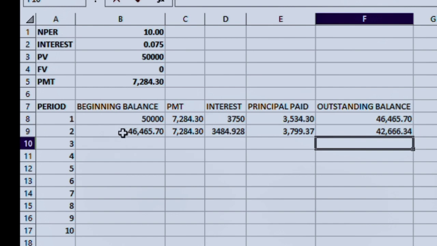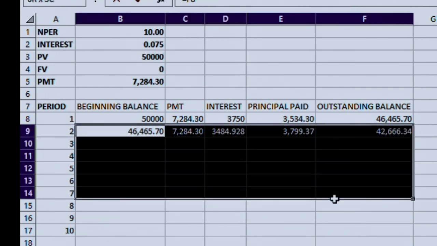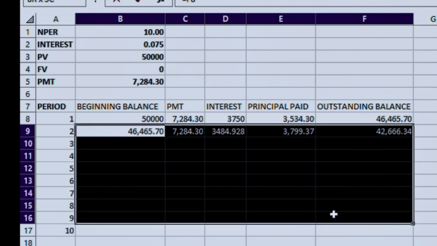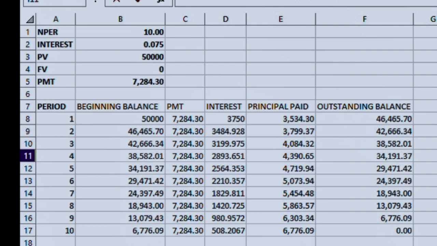Then highlight down to period 10, fill, click down, and that's it. We finally constructed the amortization schedule using Excel.